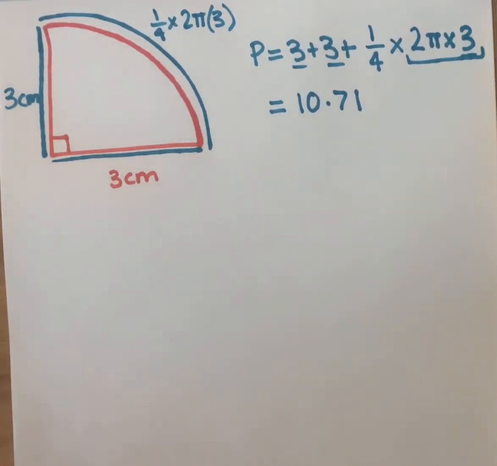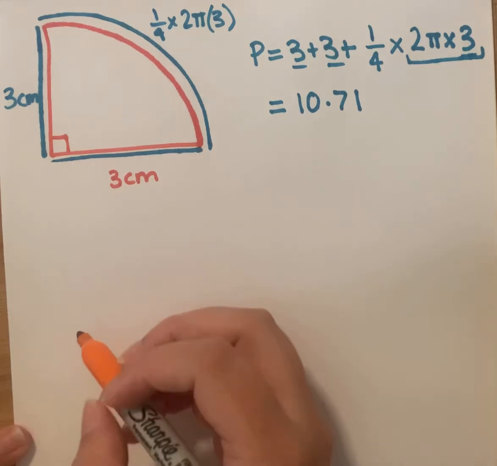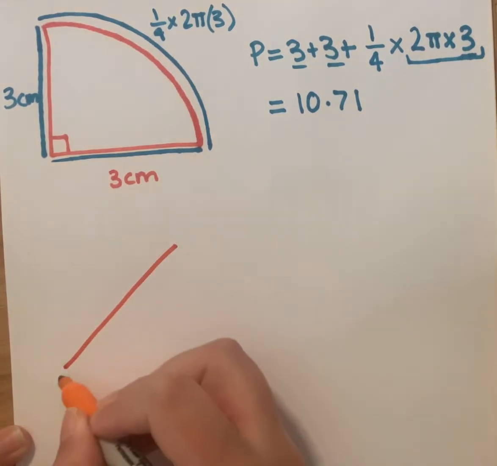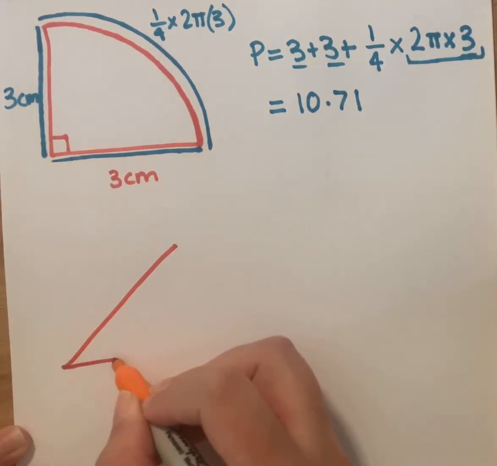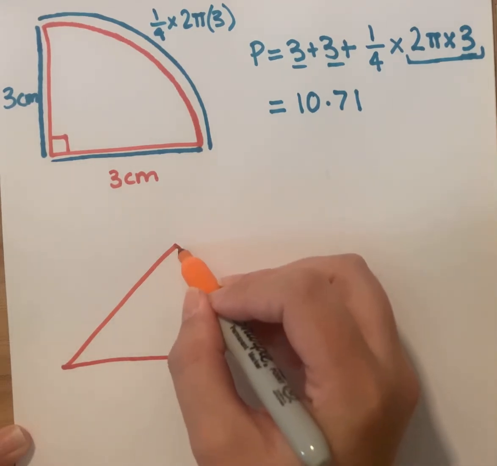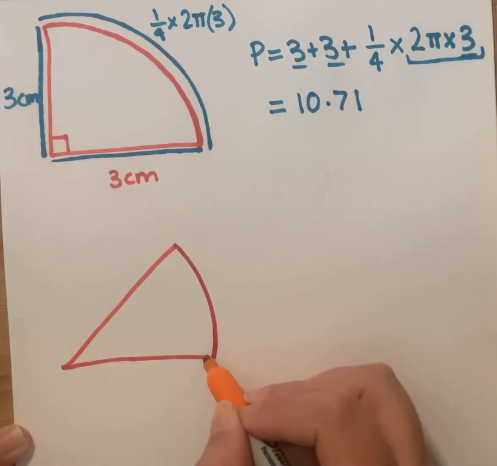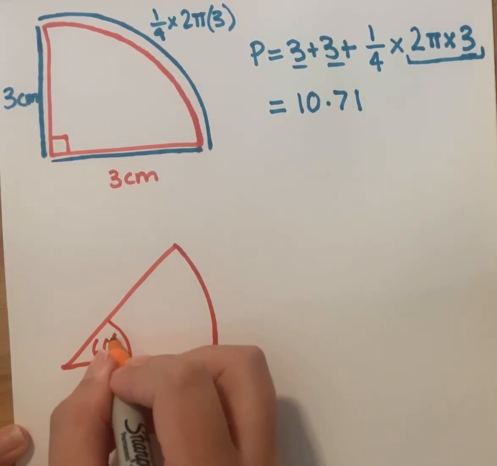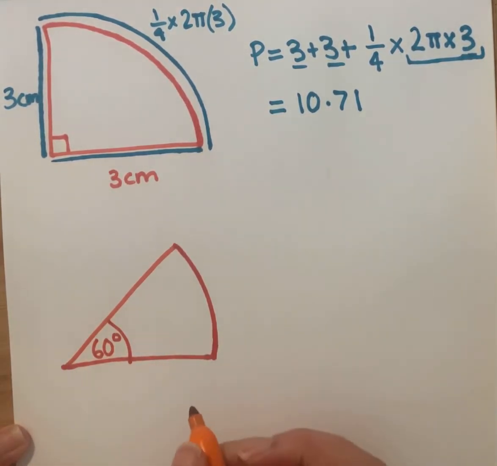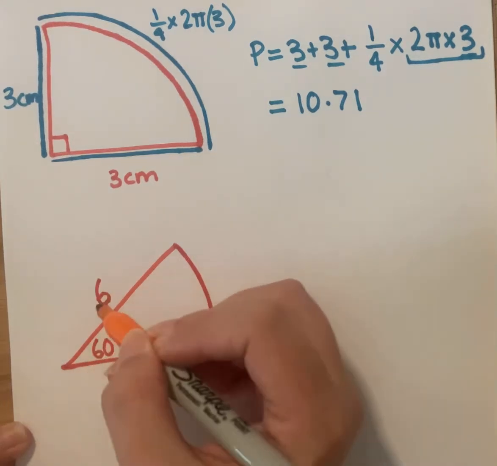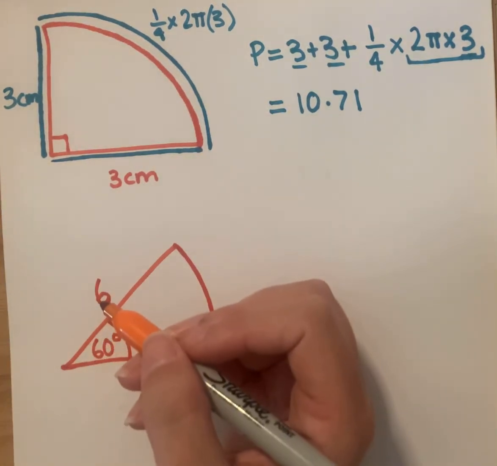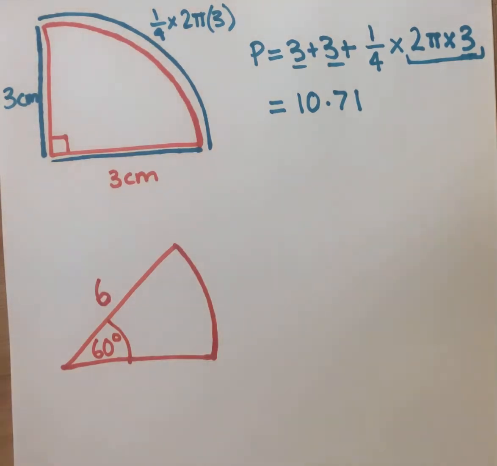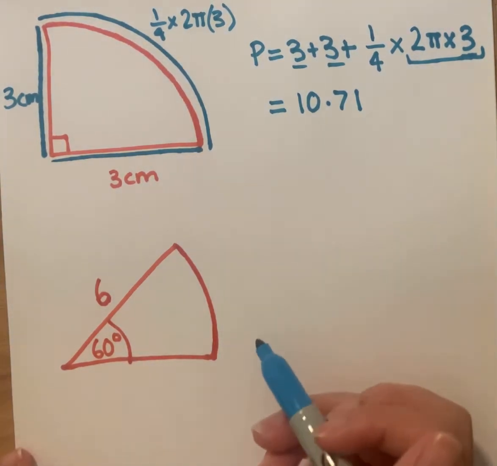Now, what about if we were looking at a sector that wasn't a quarter? What about if we were looking at a sector that looked like this? And this angle in here is 60 degrees now, not 90 degrees. And we still have our radius. Our radius is still going to be 6 here, we'll say. So they've given us a radius. How are we going to find the perimeter of this sector?